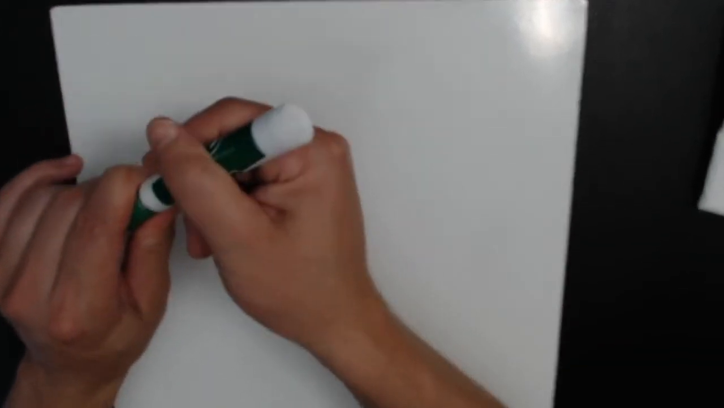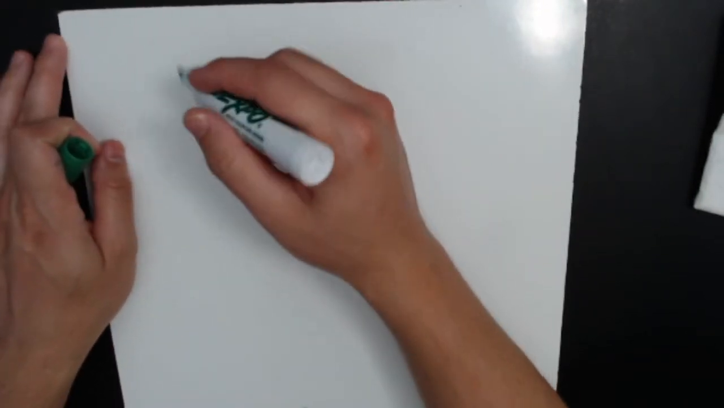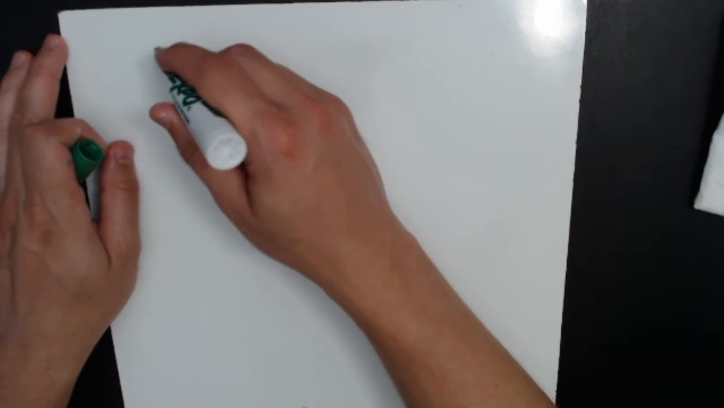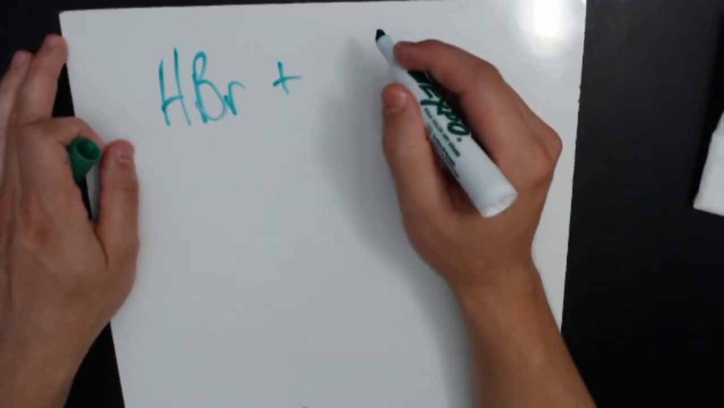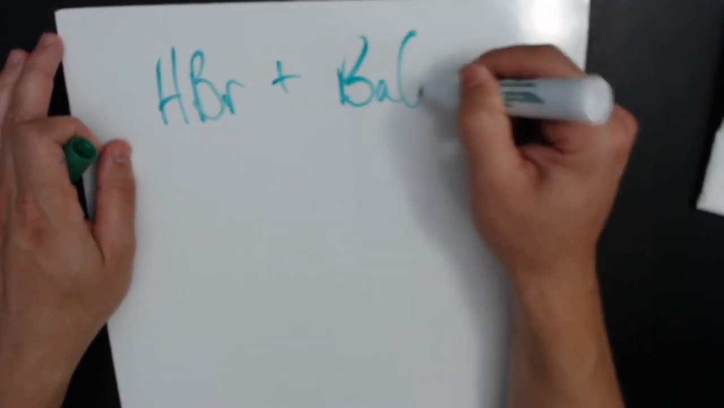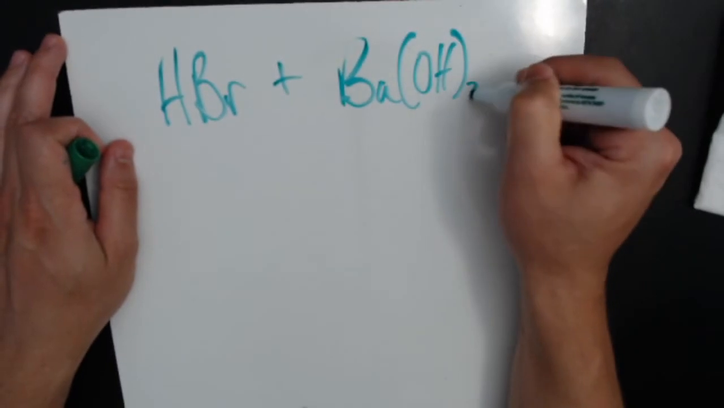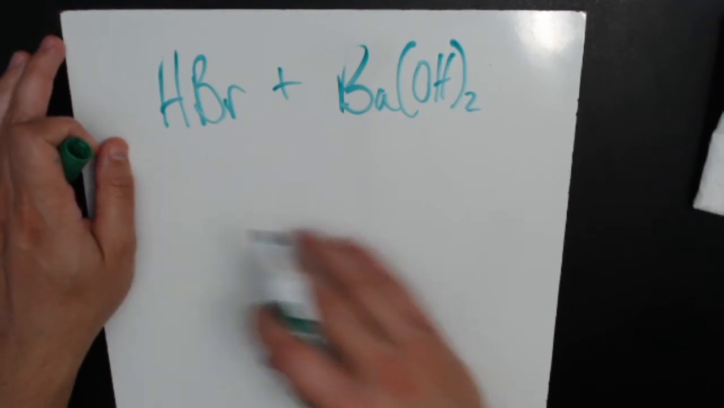I should make you figure out the formulas yourself, but I'll be nice and give you that. Hydrobromic, hydro prefix means no oxygen, so HBr, and barium hydroxide, barium's group 2, so it's a +2. Hydroxide is -1, so you need 2 of those. Okay, there's your reactants for D.